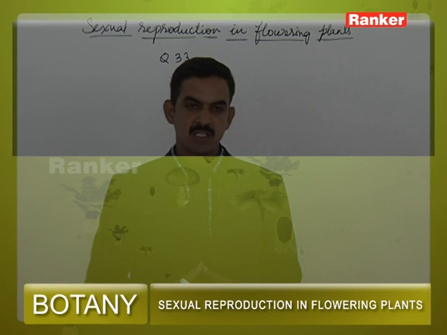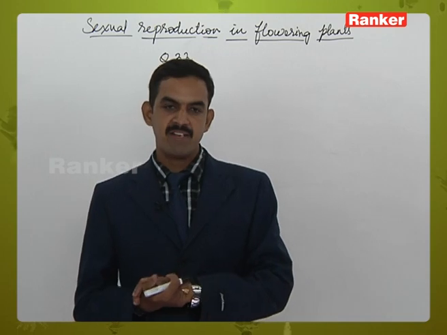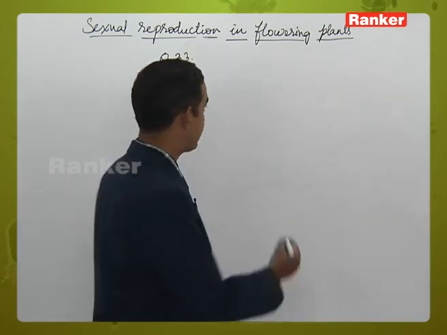Question number 33, study the following list. List 1: A, Zygote; B, Perisperm; C, Endosperm; D, Nucellus. List 2: 1, Naked megasporangium; 2, Product of triple fusion; 3, Product of syngamy; 4, Remnant of nucellus; 5, Seed coat. So in the given options, let's come to the conclusion part, that is A.